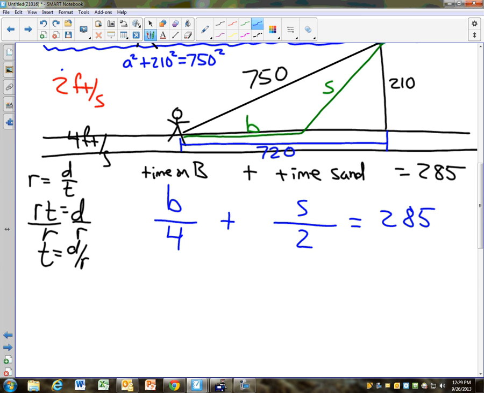All right, so I'm closer to getting at this S. How about this? If the green line is B and the blue line is 720, can somebody give me an expression for the red line? Very good. Sini says 720 minus B.